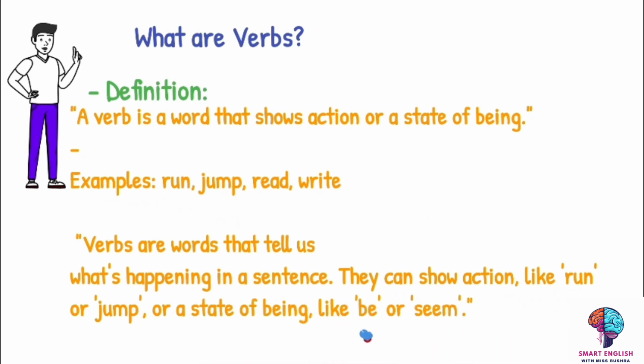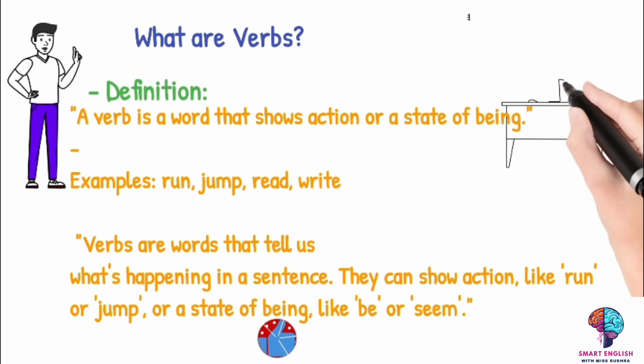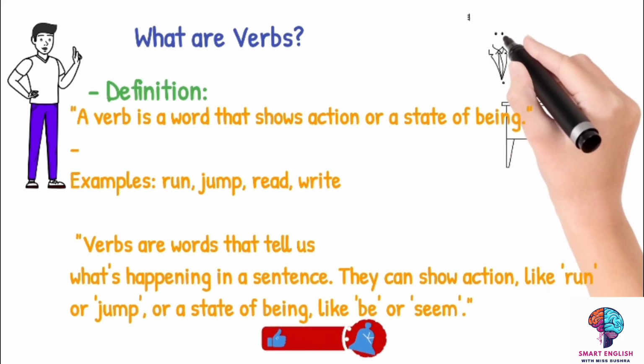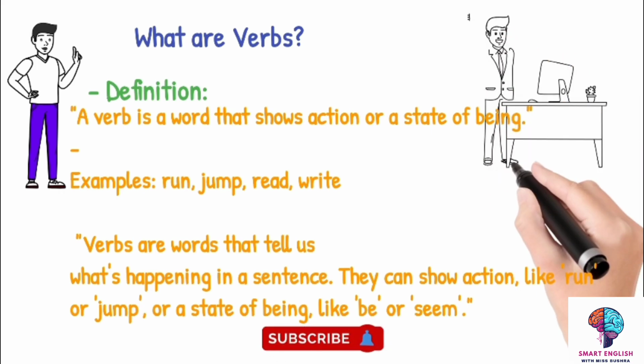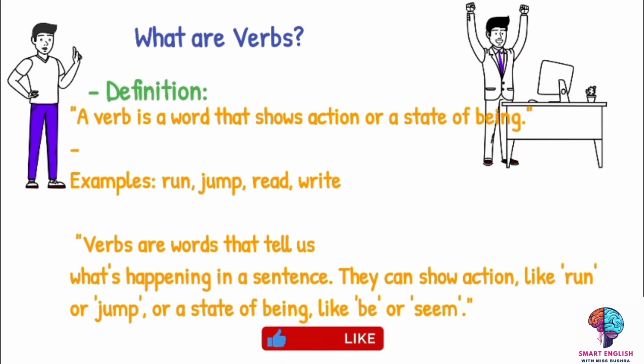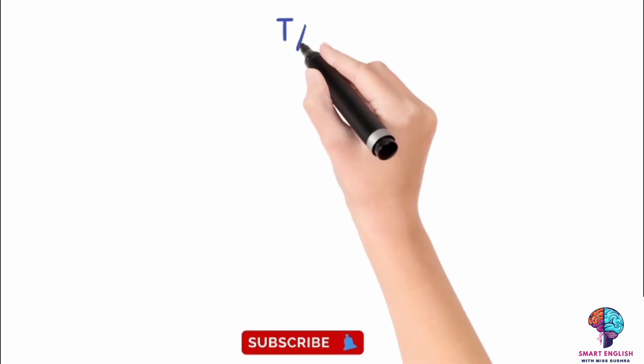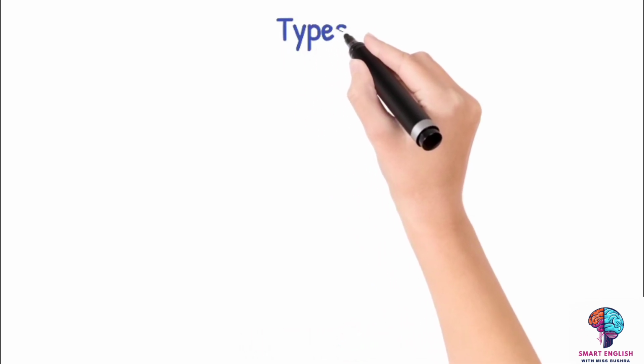So the proper definition of verb is a word that shows action or a state of being. Examples: run, jump, read, write, go, play, dance, acknowledge, comment, share, like, and many others. Verbs are words that tell us what's happening in a sentence. They can show action like run, jump, or any of the actions that you are doing like cooking, dancing, singing, talking, chatting, sharing, teasing, poking. There are thousands and billions and trillions of verbs because actions are uncountable. You cannot count your actions. Can you count your actions, student?